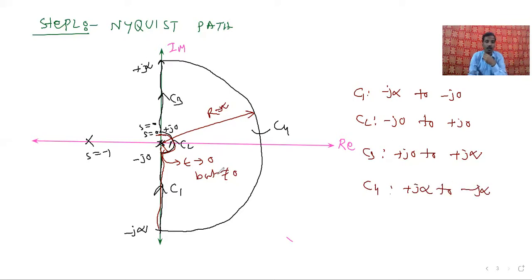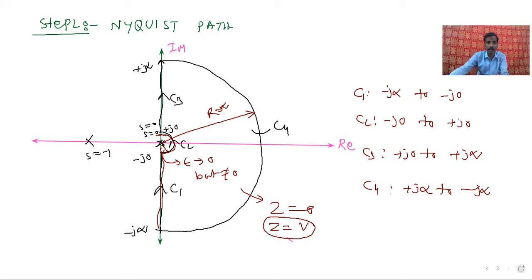This is the Nyquist contour or path. If the right-hand side portion has no zeros, then the system will be stable. Just calculate the right-hand side Z value. If Z equals 0, the system is stable. If Z has some value, then the system is unstable.